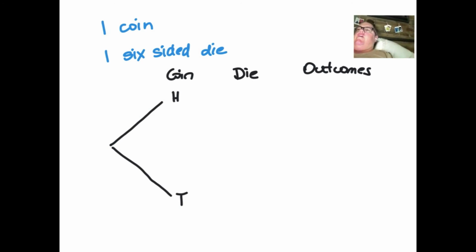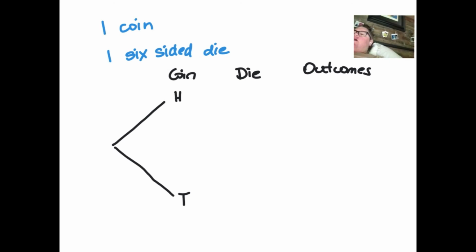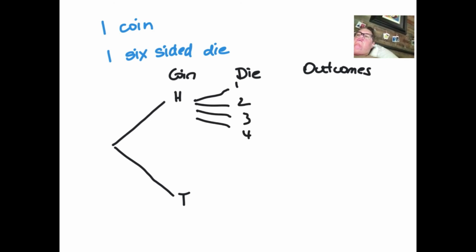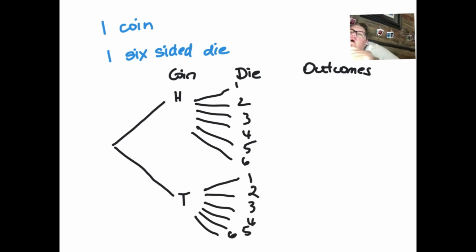Okay, so now we're going to do another example where we have one coin and a six-sided die, and we want to work out the probabilities of some outcomes. We could either get a head or a tail. After we flip that coin, we would then roll the die. If we get a head, we could then get a 1, 2, 3, 4, 5, or a 6. Just the same, we would get the same for tail, as you can see here. Our outcomes would be H1, H2, and so forth.